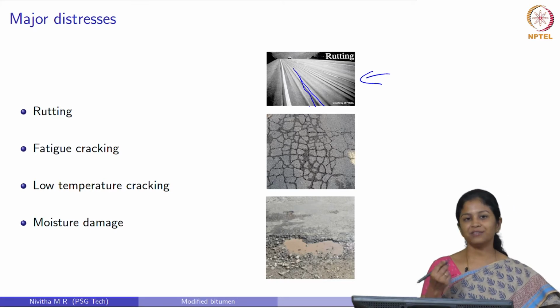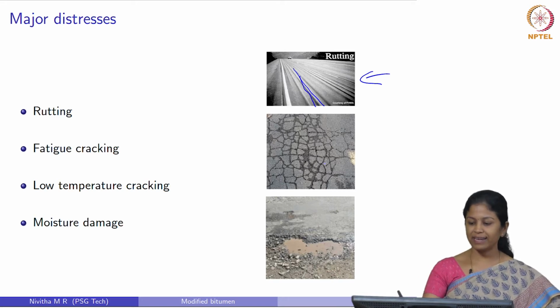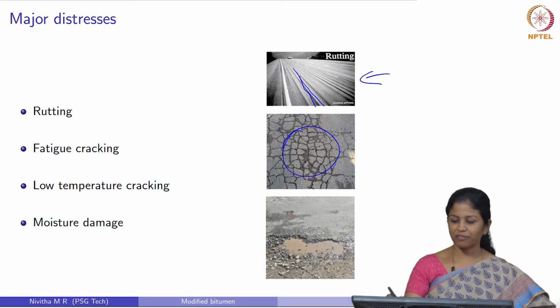So, there are various factors which contribute to this insufficient stiffness, and one factor is insufficient stiffness of the binder, right. So, this is rutting. The second distress is fatigue cracking. So, we see a network of cracks here, right.